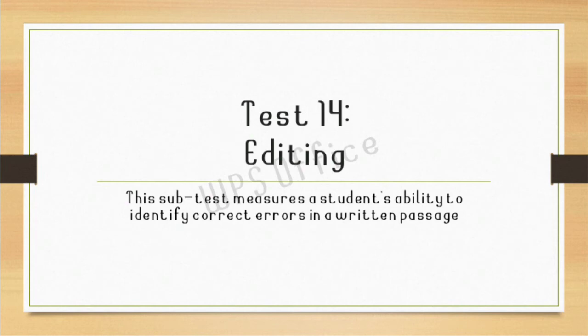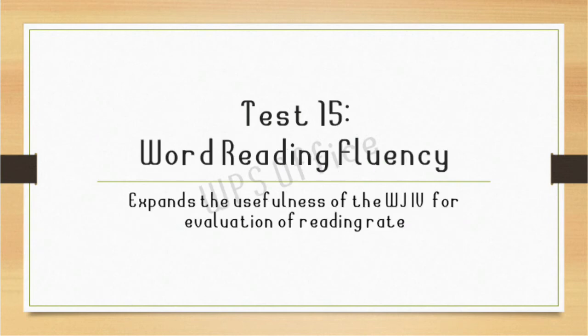Test 14 is Editing. This subtest measures student ability to identify and correct errors in a written passage. Items require students to correct errors in punctuation, capitalization, spelling, and word usage. Passages gradually increase in difficulty. Test 15 is Word Reading Fluency. This test expands the usefulness of the Woodcock Johnson IV for evaluation of reading rate.